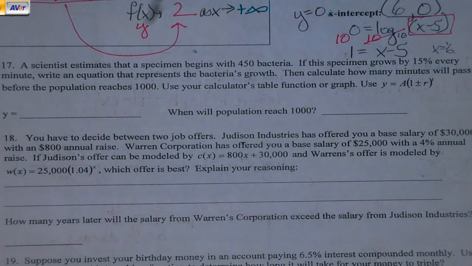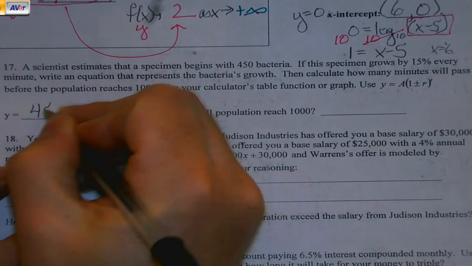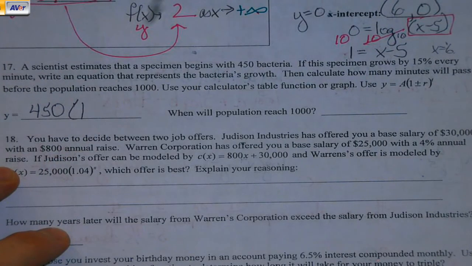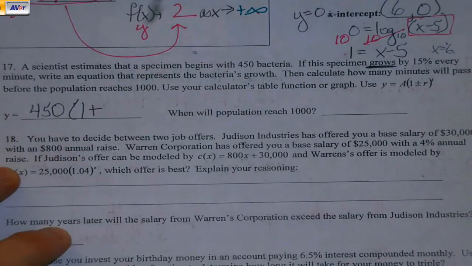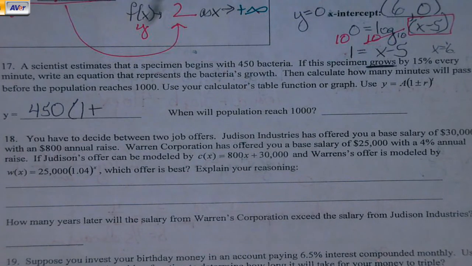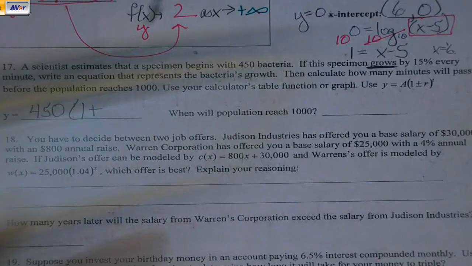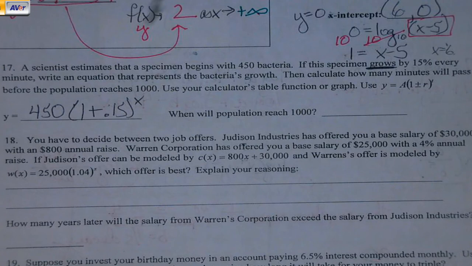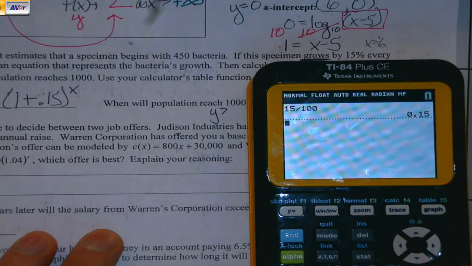Okay, so things to discuss here. I know how many bacteria I started with. Got my a. Am I going to be using plus or minus? Plus, because it grows. 15%, remember, if percentages as decimals are not your friend, take the percent, divide by 100, that will tell you the decimal. There's my equation. When will the population reach 1,000? When is y going to reach 1,000?